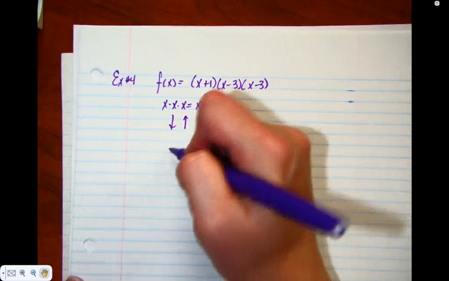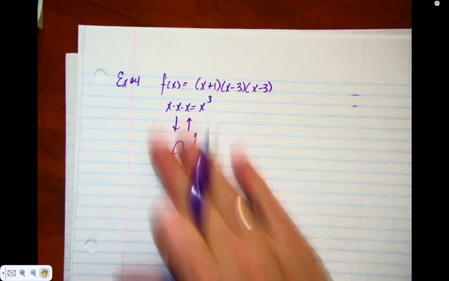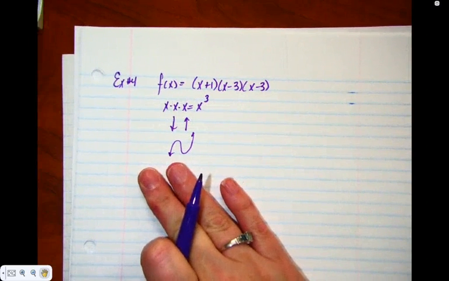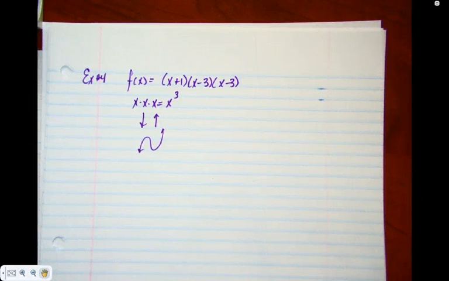And then I just picture the graph. We know that it's going to be cubic, so we know it's got that swoop. Okay? All of this is in your head. You can write it down if you want to, but you're not required to. With me so far?